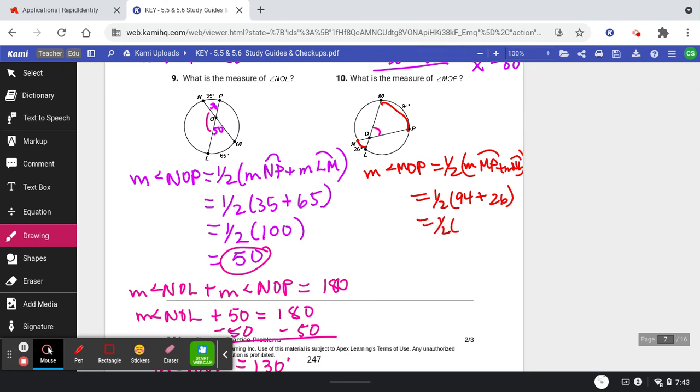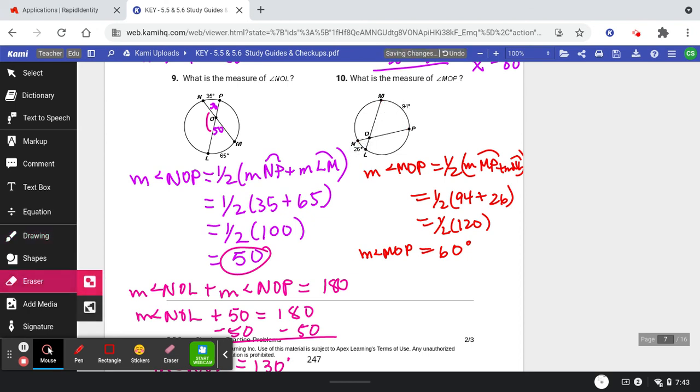So half of 120 is 60. So the measure of angle MOP is 60. So what we just found that time are that these vertical angles are 60.